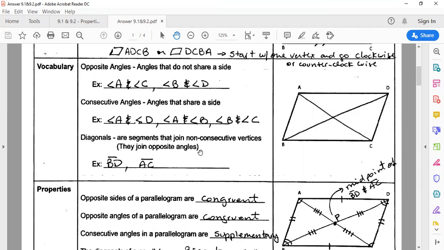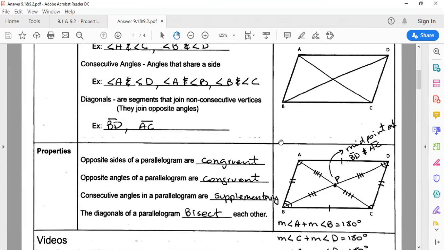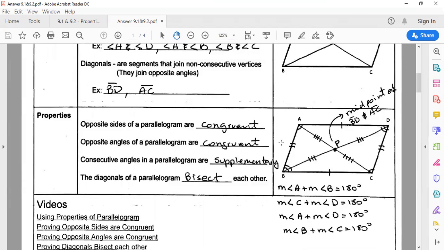So each vertex has two consecutive angles. Diagonals are segments that join non-consecutive vertices. So they go from one vertex to its opposite, okay? So they join opposite angles. In this case, the diagonals are diagonal BD and diagonal AC. Okay, so now let's look at some important properties.